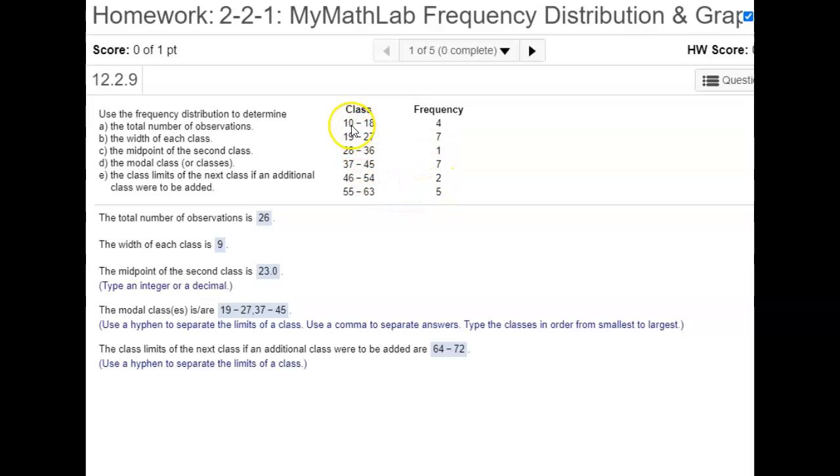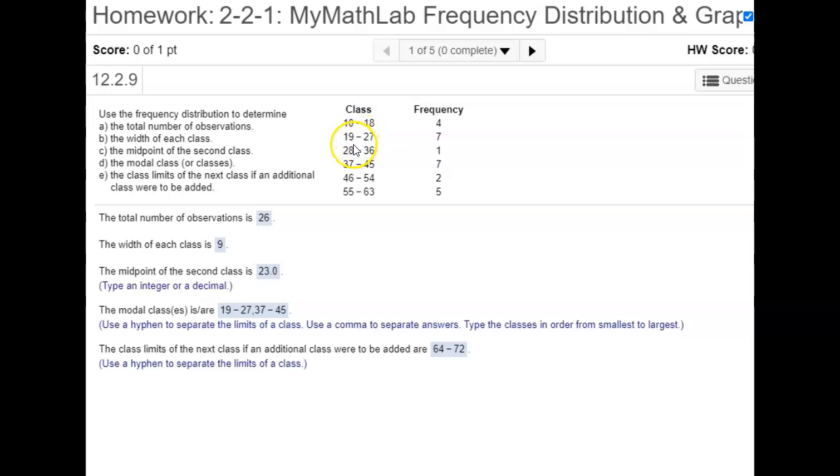The width of each class, if you counted from 10 to 18, 10, 11, 12, 13, 14, 15, 16, 17, 18. That's 9 numbers. The same thing if you counted 19 to 27. There's 9 numbers there. So that is one way to think about the width of the class, how many actual numbers there are within each class, within each range of values.